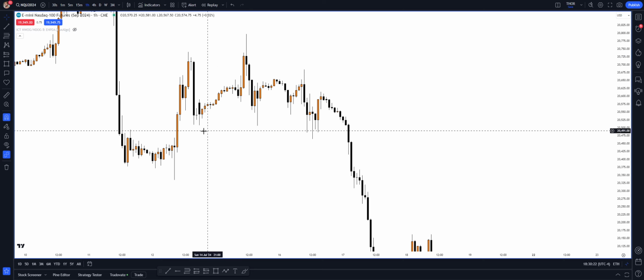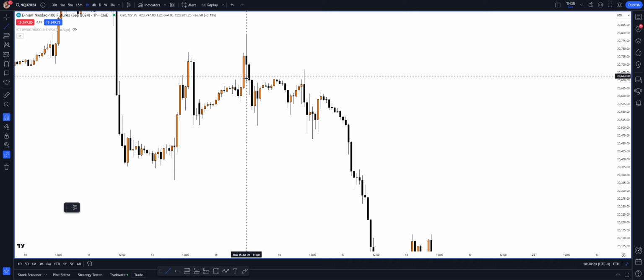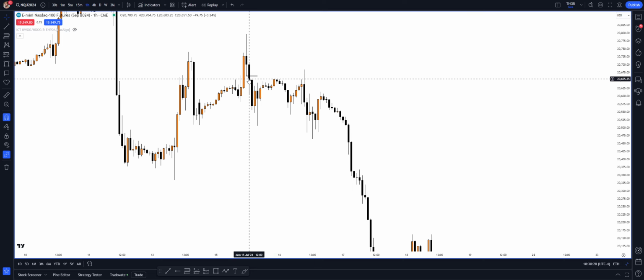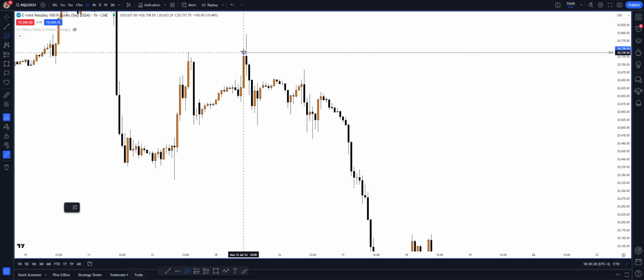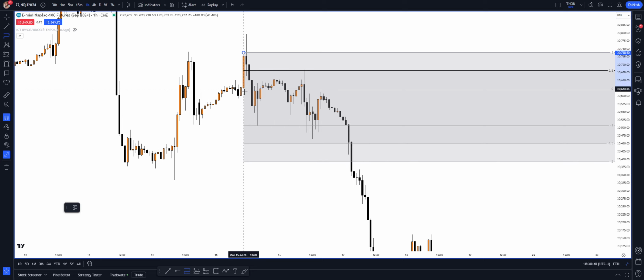Weak close. The confirmation is basically once the rate candle's low gets violated, so the next candle violates it and closes below. Now you have the confirmation. Okay. And if I measure this whole thing, you see those are specific levels.